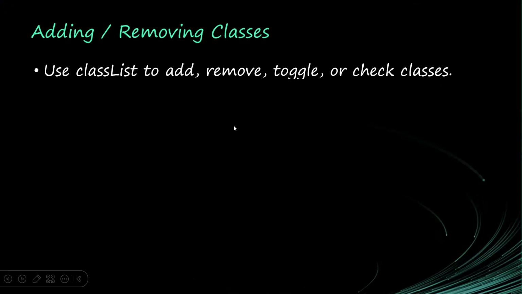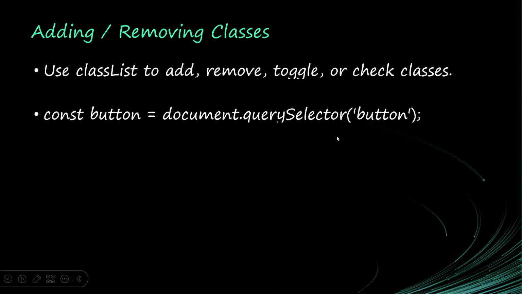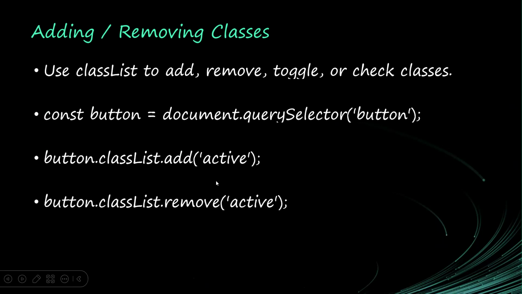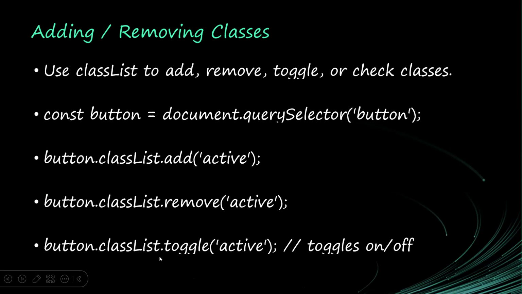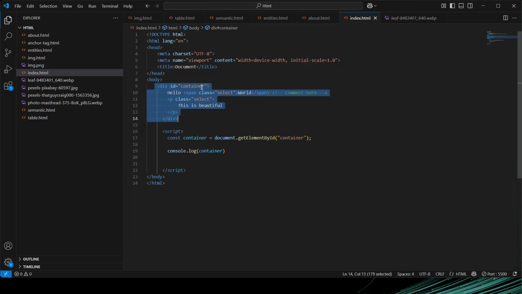You can also add and remove classes. Every element has this classList property. So you can add a class using the add method. Once you get that element, you can use the add method to add a class to it. You can also use the remove method to remove the class, and you can also use toggle to turn a particular class on and off. So let's go and do something. I'll go back to the code.